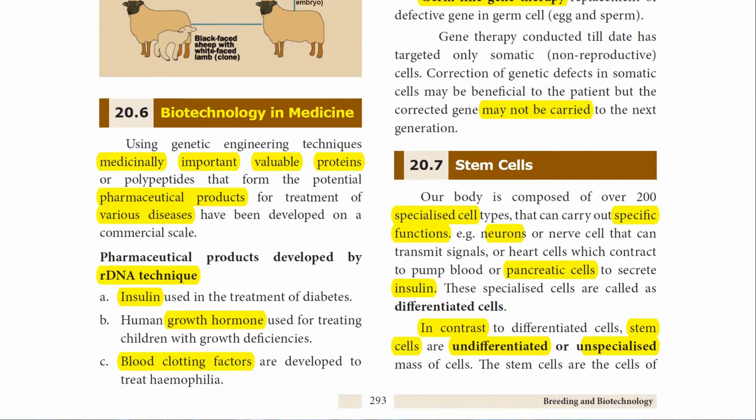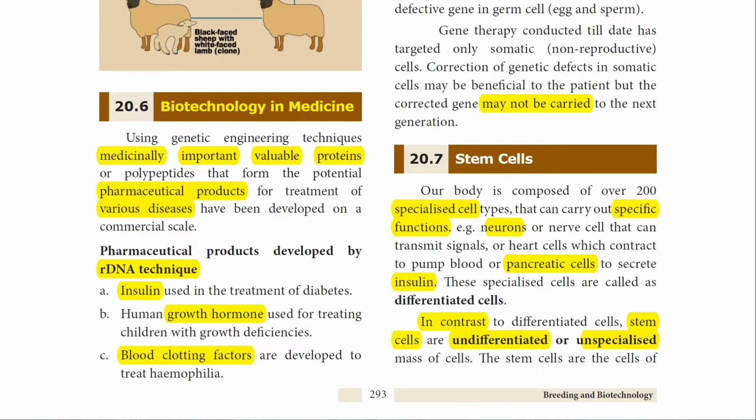Next we have stem cells. What are the stem cells? Before that, you must know that our body is composed of nearly 200 types of specialized cells, and they carry out specific functions for our body. For example, neurons or nerve cells can transmit signals from one region to another, by which they coordinate all the functions of our body.